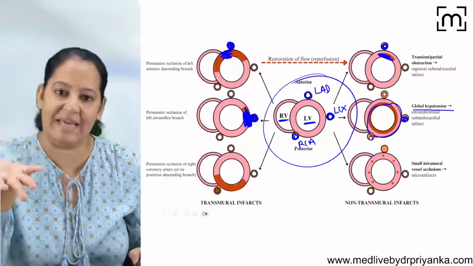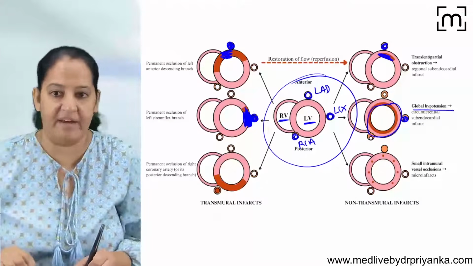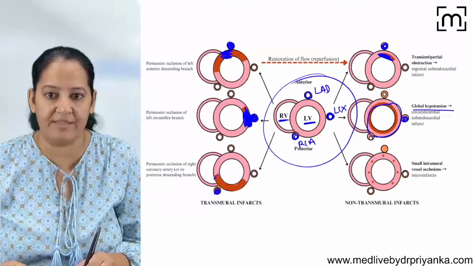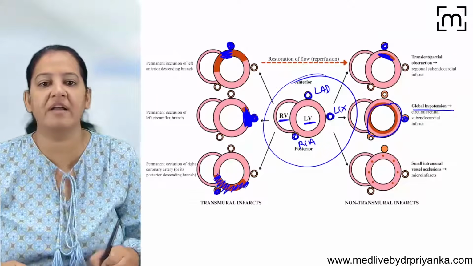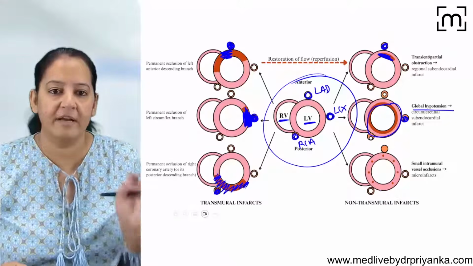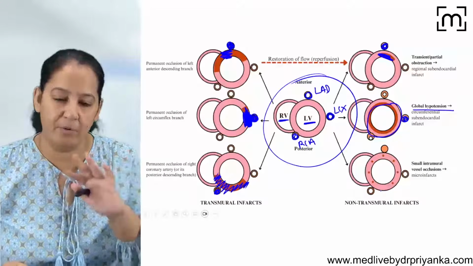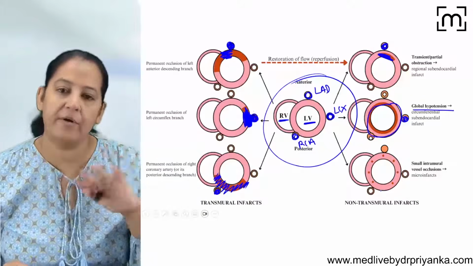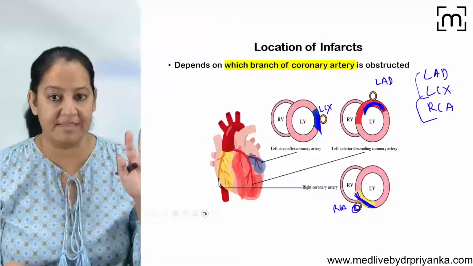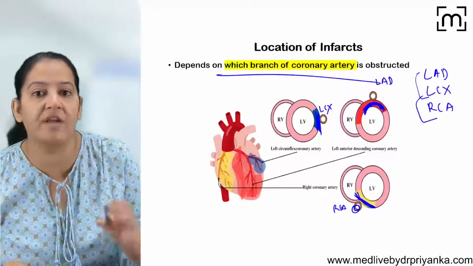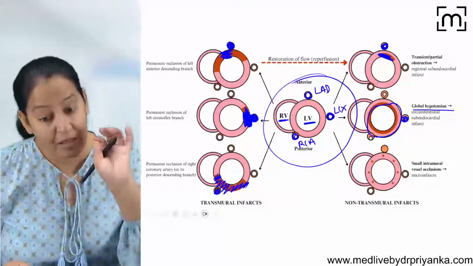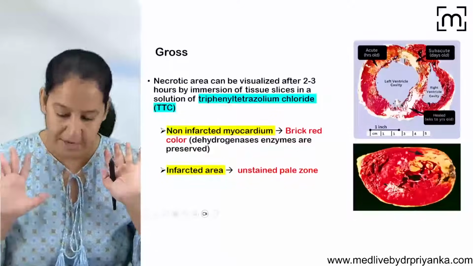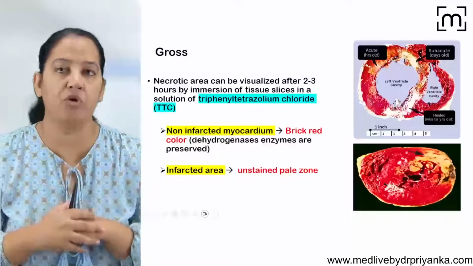Okay, and you can see the same is occurring with the RCA. When the RCA is completely obstructed, the posterior wall shows a transmural infarct, and when it is partially obstructed, there can be small intramural multiple ischemic hemorrhages. Okay, so this is the complete diagram. You can understand, depending on which branch of the coronary artery is obstructed, we can locate the location of the infarct. Okay, now I will be telling you the morphology of MI.